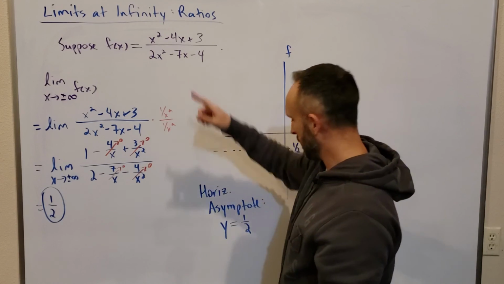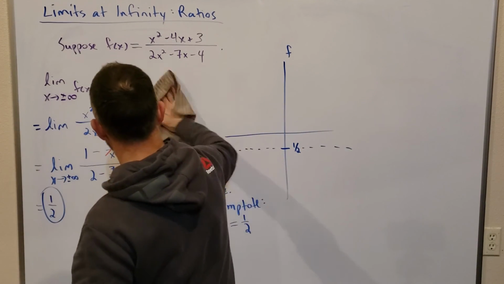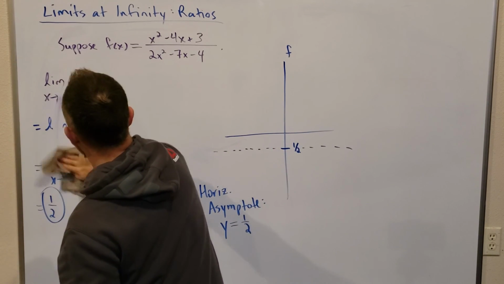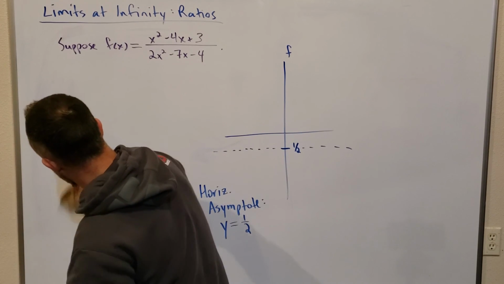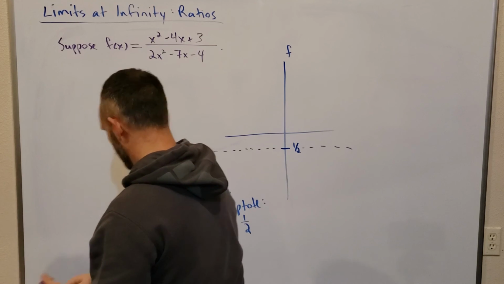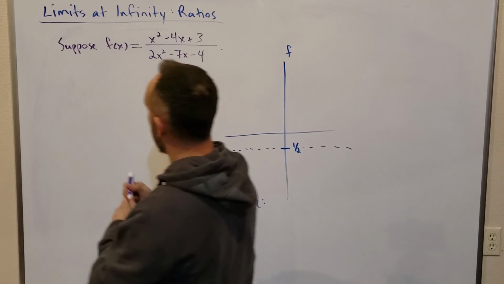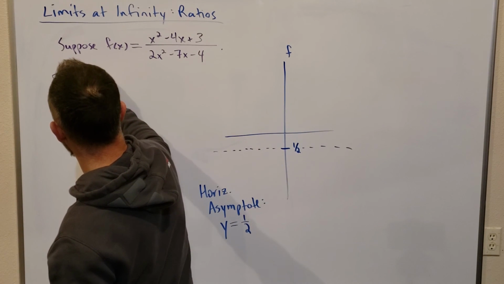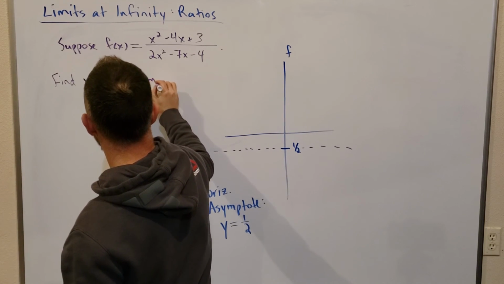Let's go back to our function here and see something else. That's a horizontal asymptote, which can be found by looking at the limits at infinity. Now, same function, but we could find vertical asymptotes.